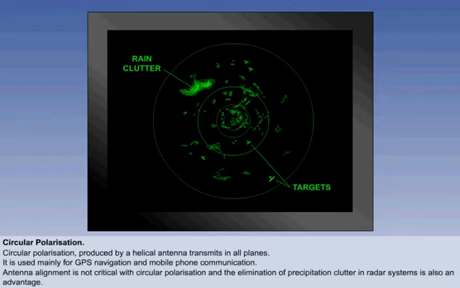When used with radar, circular polarization has the benefit of being able to eliminate unwanted precipitation, clutter, from radar screens. However, the production of helical waves consumes more power than the production of vertical or horizontally polarized waves, and so range is less. Consequently, linear polarization is used in good weather, and circular polarization is used in rainy weather.